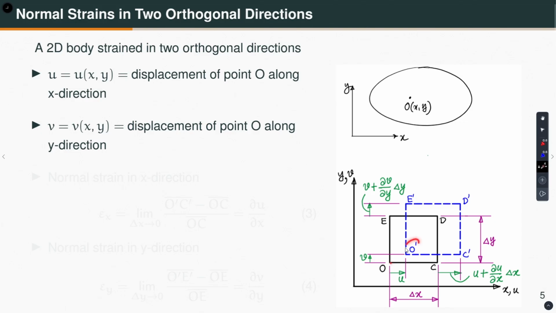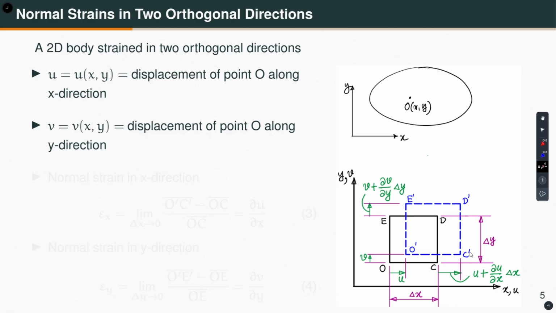Point O goes to O prime, C goes to C prime, and the displacement of O in the x direction is u, in the y direction is v. Displacement of point C in the x direction is u plus change in u with respect to x, so that is del u del x multiplied by the length of the line segment OC, that is delta x. So, this is the displacement of C in the x direction.